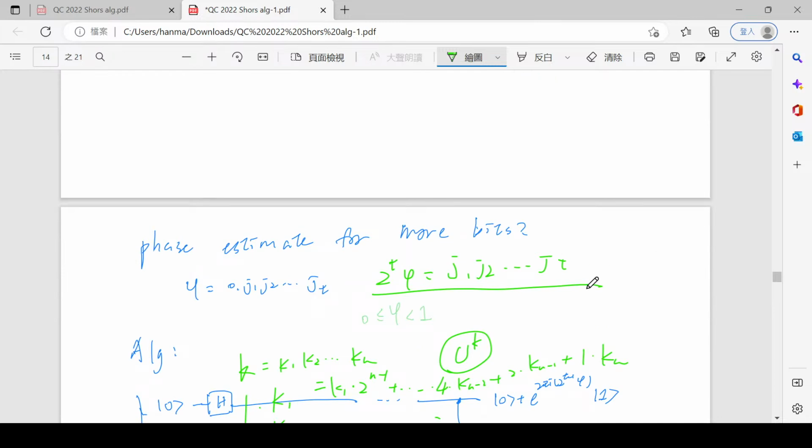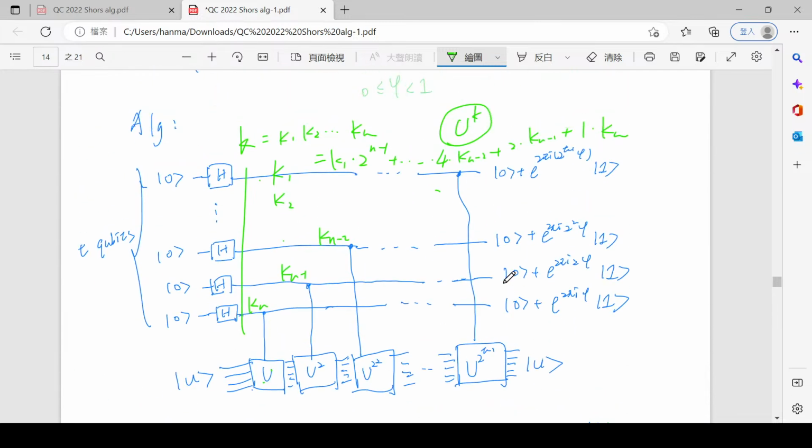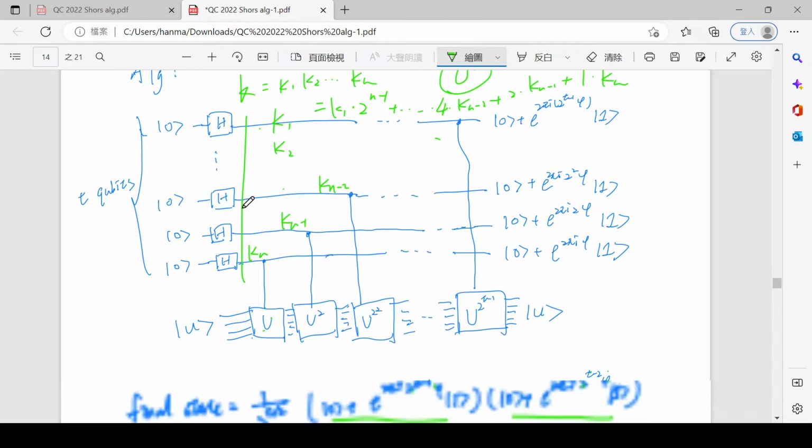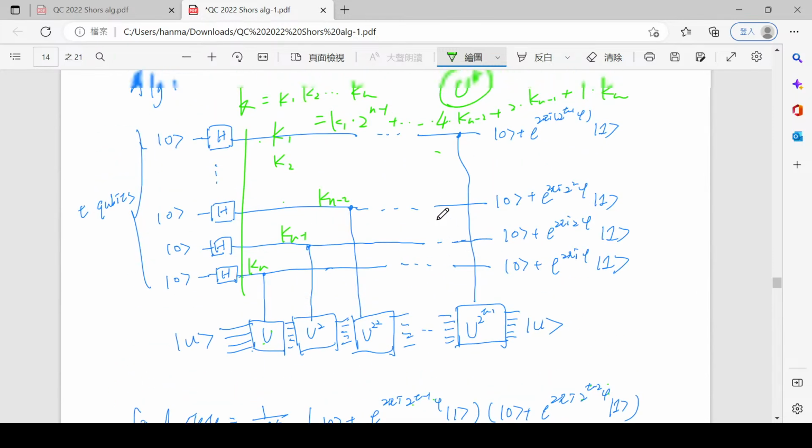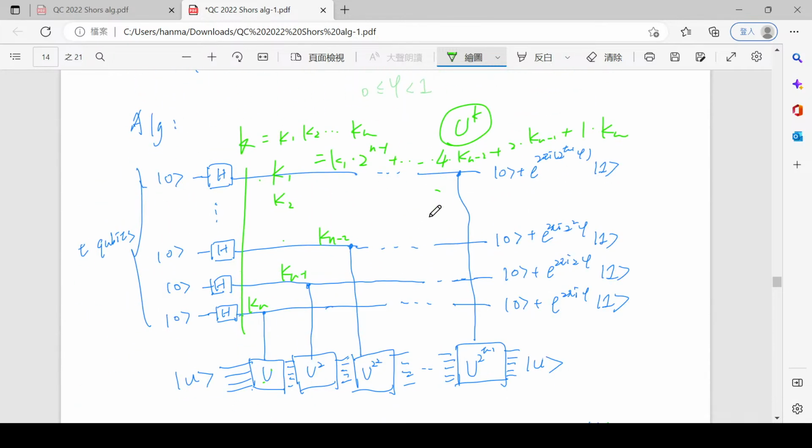So, any questions about this phase estimation? If not, then we will talk about some other things. Finish the class early today.